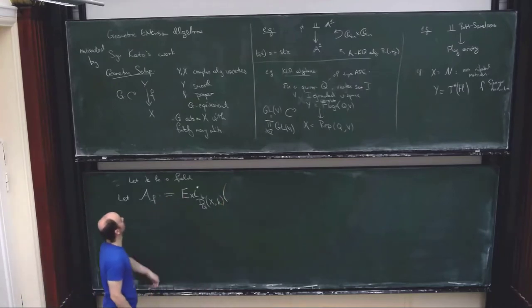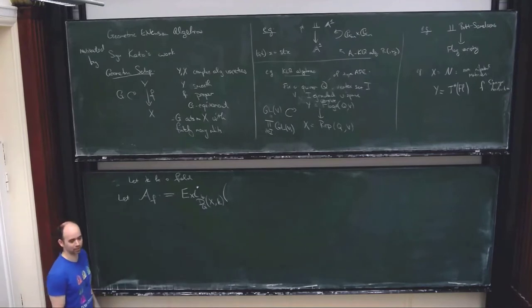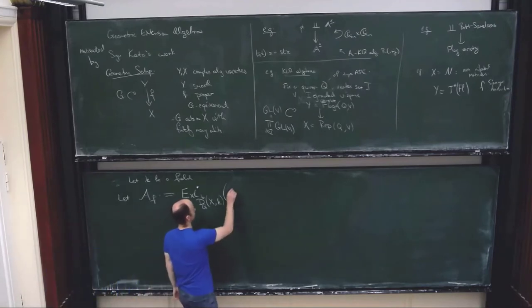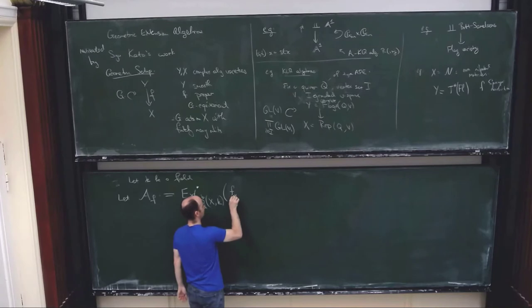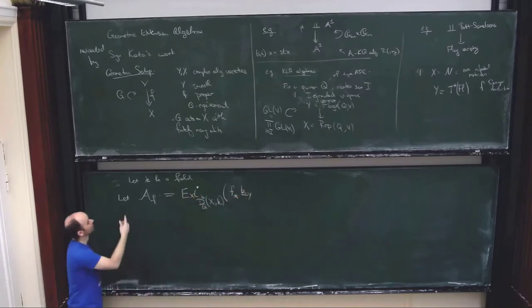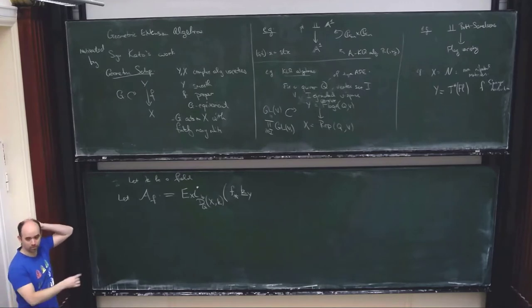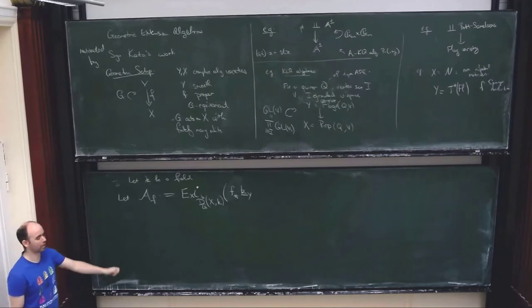From this setup, there is one sheaf I can write down, which is: I take the constant sheaf on Y and I push it forward through F. F is proper, so it's not going to matter if I use a star or a shriek push forward here.